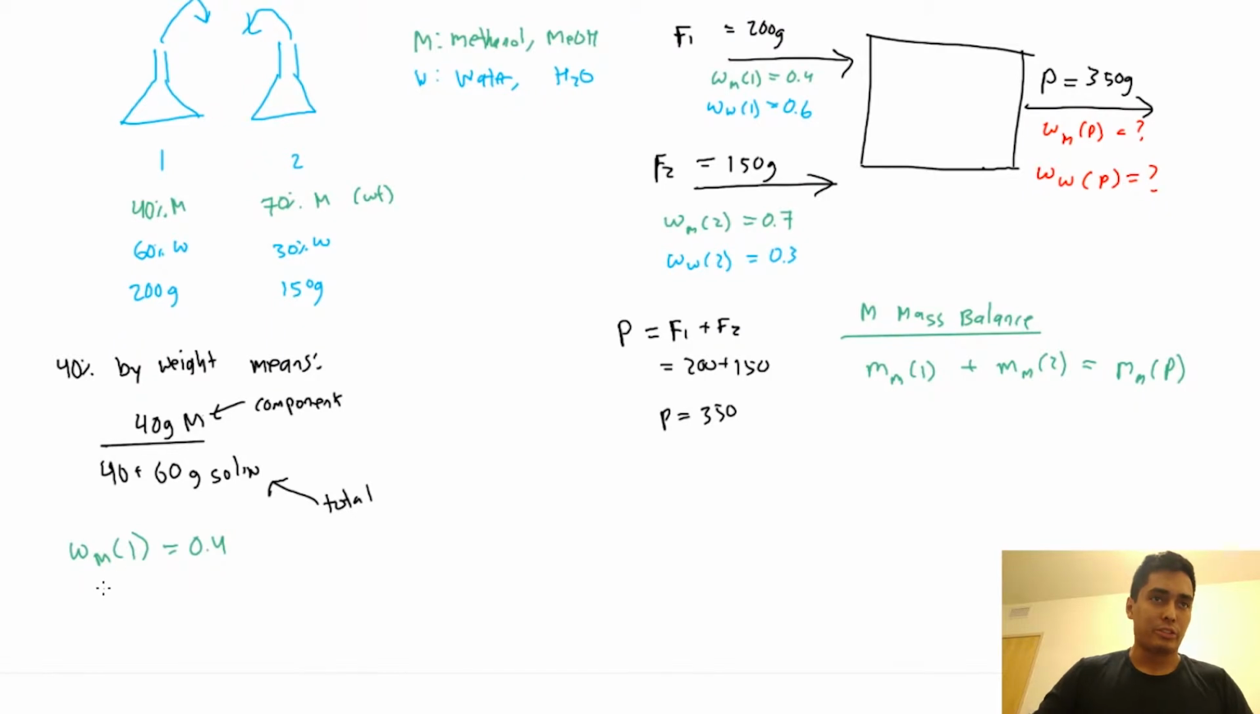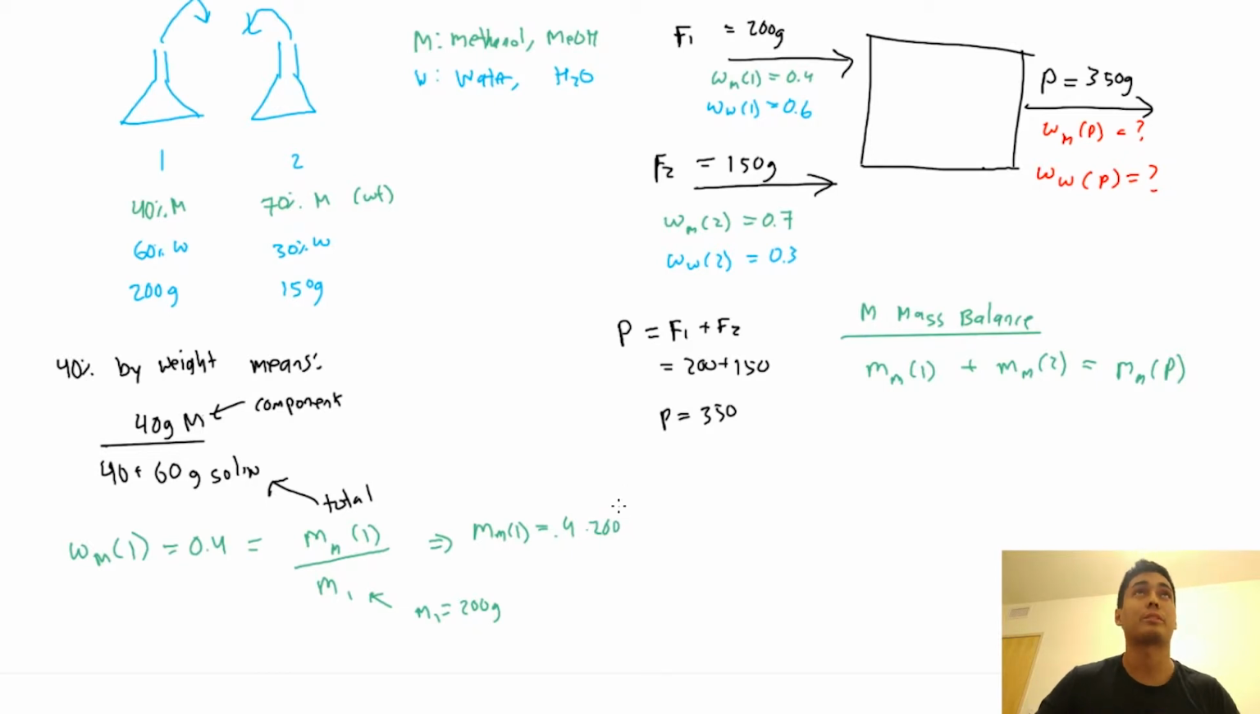Since we know the mass fraction is 0.4, what does that mean? It means that the mass fraction is the mass of the methanol in the first stream divided by the mass of the first stream. Does it make sense? Because by definition, mass fraction is whatever component you're looking at divided by the total mass. And lo and behold, we have our first equation, because the total mass is 200 grams. Therefore, the mass of methanol in the first stream is going to be 40% of 200 grams, which is 80.